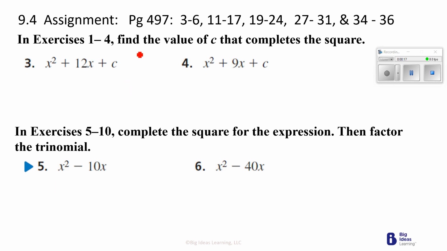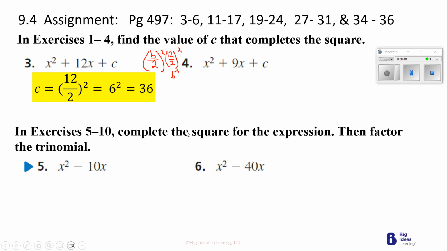We're going to take our b value, divide it by 2, and then square it. So when we do this, we have 12 divided by 2, which we know is 6, and 6 squared is 36. So number 3 should be 36. We'll do number 4. Number 5 says, complete the square of the expression.